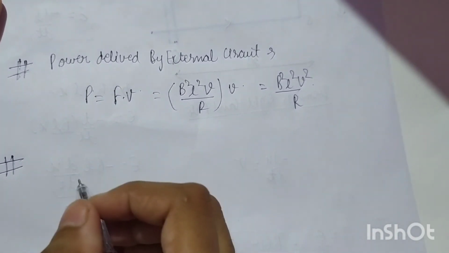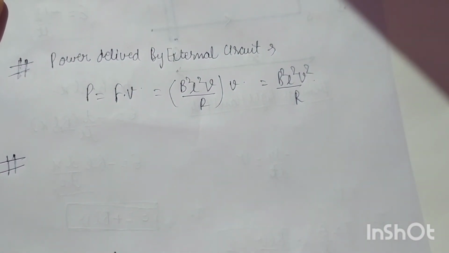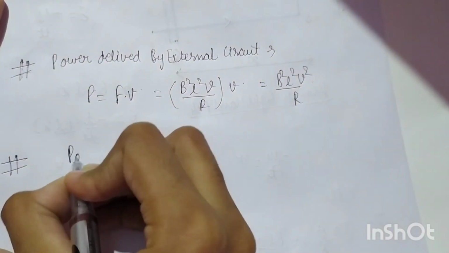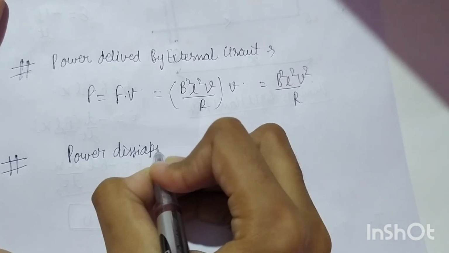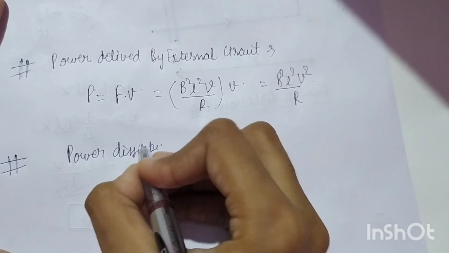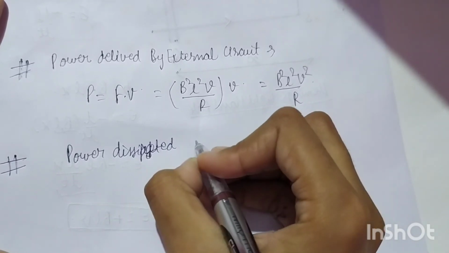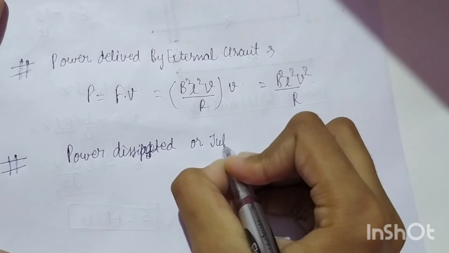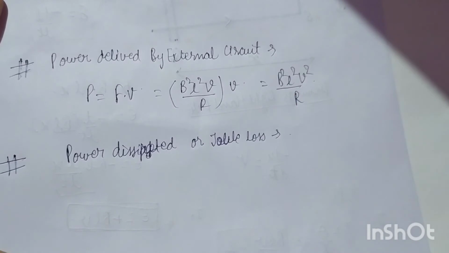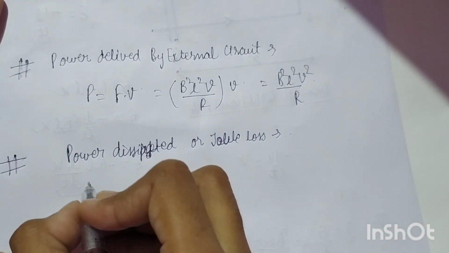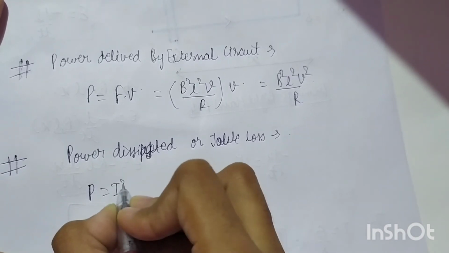Now we have to find the power which is dissipated, meaning the power which is lost as Joule loss. This we have to find out now. So we already know from Joule's law of heating what the value of this power is. Power is equal to I square R.